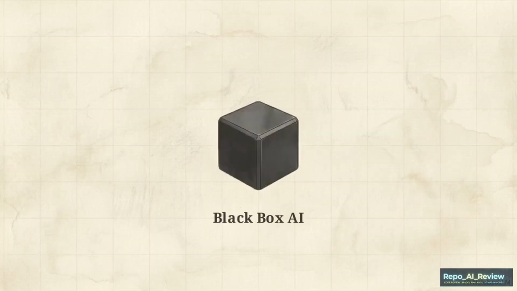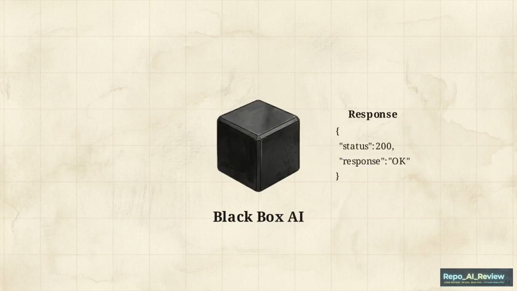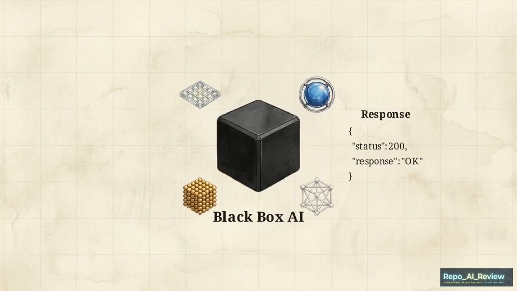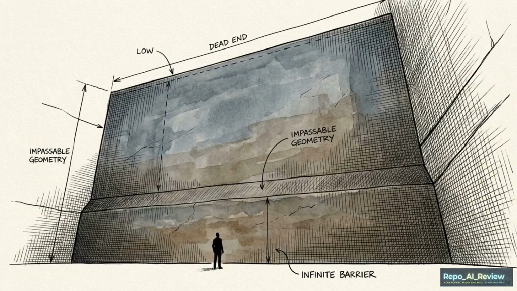This is the barrier of black box AI. You send a prompt in, you get a string of text back, and whatever happens in the middle is completely hidden by layers of abstraction. When that system inevitably fails on a specific edge case, you hit a wall.